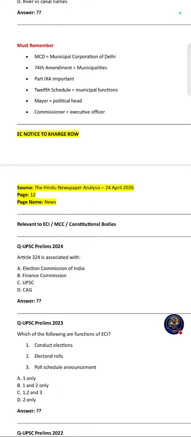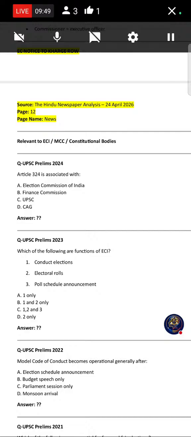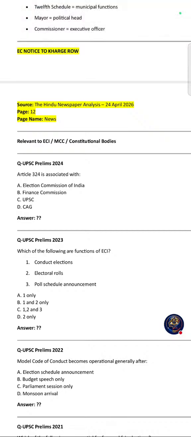Next topic, EC notice to Kharge row. This can be read from page number 12, news section. This is relevant to ECI, MCC and constitutional bodies. Article 324 is associated with which one? Can anyone answer this one? Article 324 is associated with A. Election Commission of India.